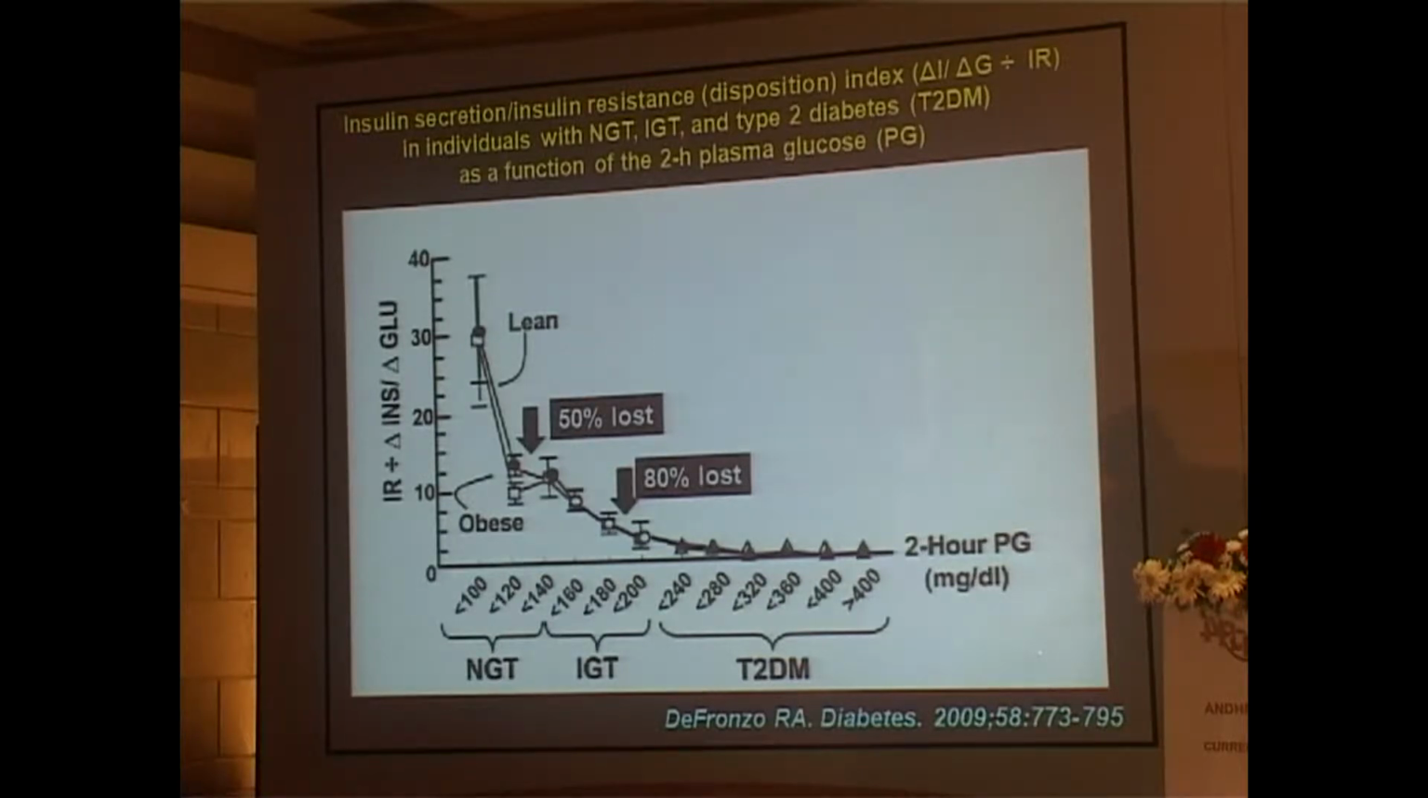What is more revealing from DeFronzo's work, which actually opened our eyes, is that even by the stage of just entering IGT, about 140 milligrams 2-hour value, if it was 135 we would even call it normal, by that time 50% of the beta cell function seems to be lost. So this seems to be a slow, progressive, but inexorable progression to beta cell dysfunction occurring in people. And it's very important to keep this in mind.